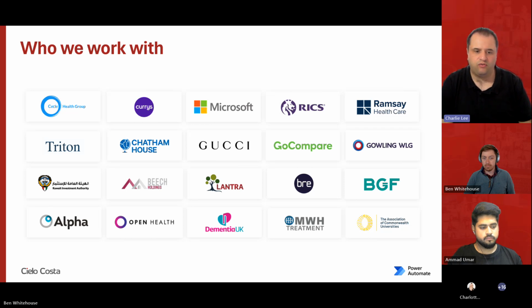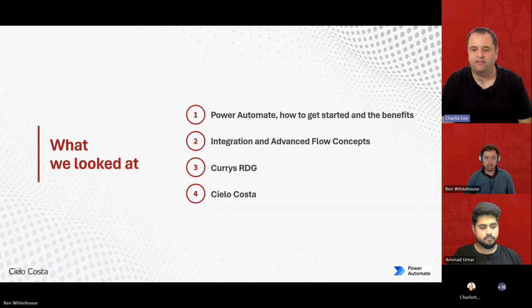So obviously, if you're interested in working with us, then please reach out. And on that note, I'm just going to give a quick summary of what we talked about today. So we've obviously covered Power Automate, which was the main subject that we were covering. We looked at how you get started and what the benefits are. We did a demo of that, and then we looked at some more concepts around integration and the more advanced flow concepts. And then we looked specifically at the Retail Design Group and what we've done for them. And then very briefly at the end there, I've just spoken to you a bit about us as an organisation, who we are and what we do.